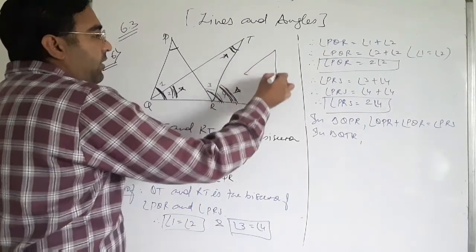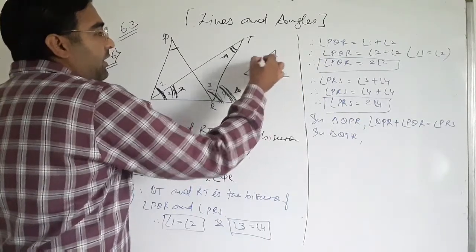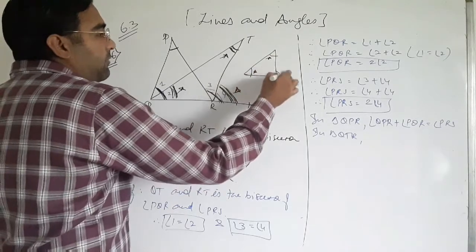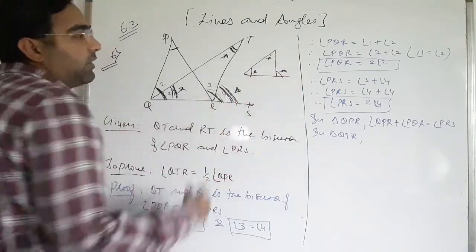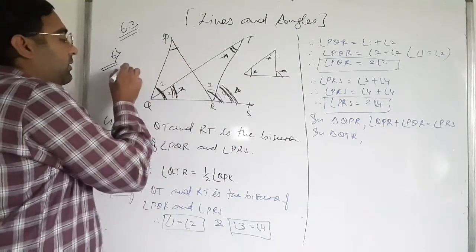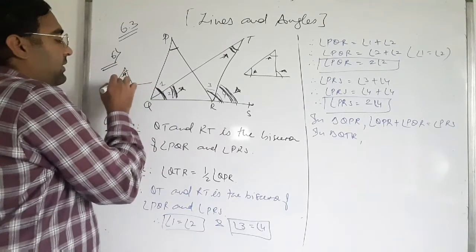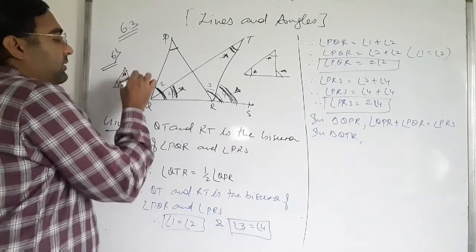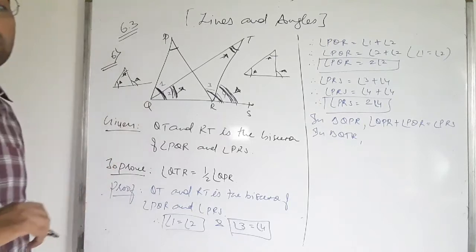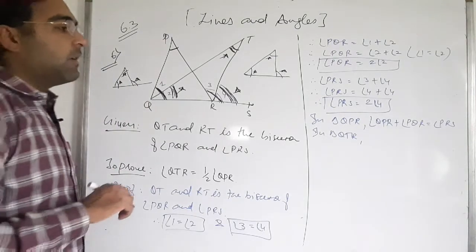This kind of sum of this angle and this angle is equal to this angle for the QTR. Okay, and also for the PQR, the sum of this angle plus this angle is equal to the angle QPR.